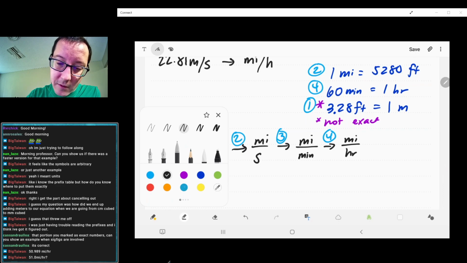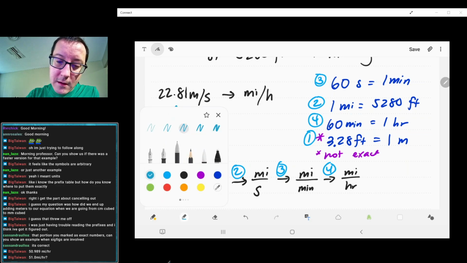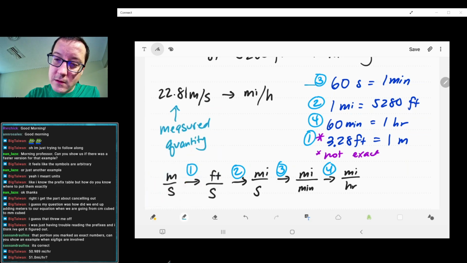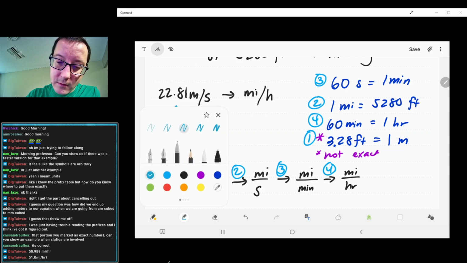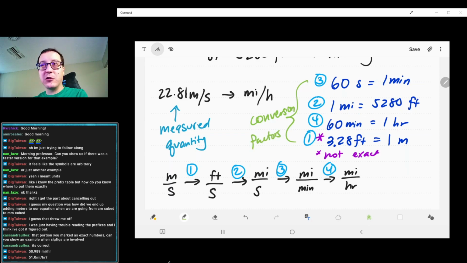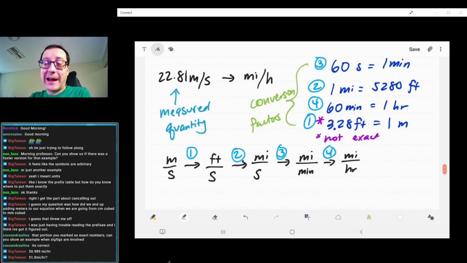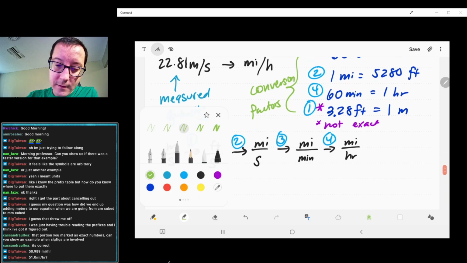I want to point this out, this is a measured quantity. All of these, though, what color haven't I used yet? This is just going to be this crazy rainbow. These are all conversion factors. I mean, technically the 22.81 could be a conversion factor as well, but for us right now, that's our measured quantity. We're always going to start with our measured quantity, and then we're going to apply our conversion factors to it.